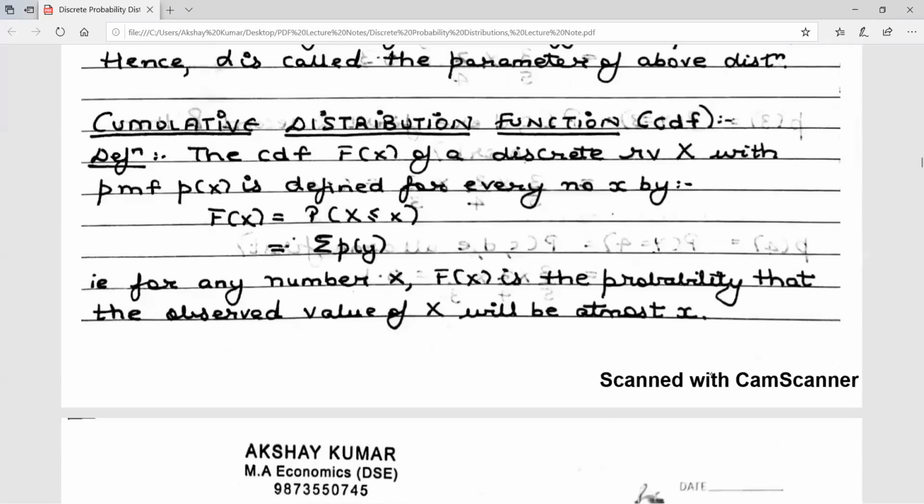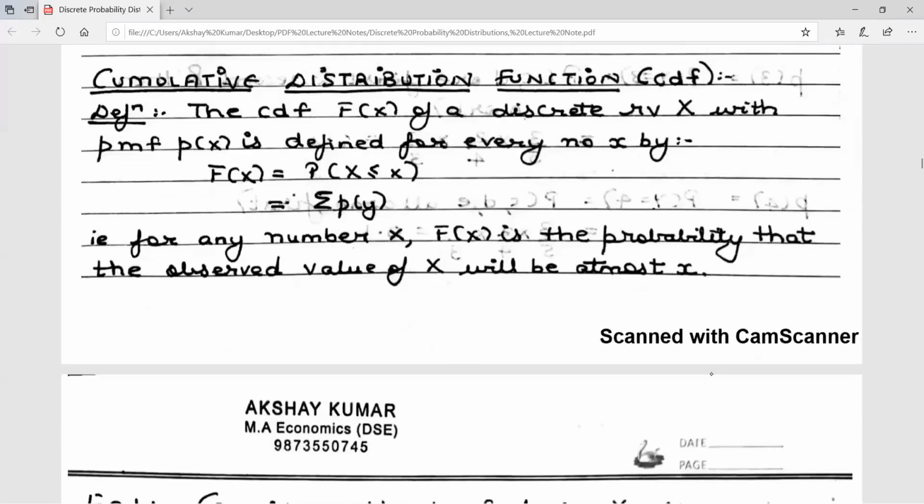We start with the new topic now, cumulative distribution function. So till now we had done PMF or PDF, which was probability distribution function or probability mass function. Now we are doing CDF. So all of you focus on the definition on your screen.